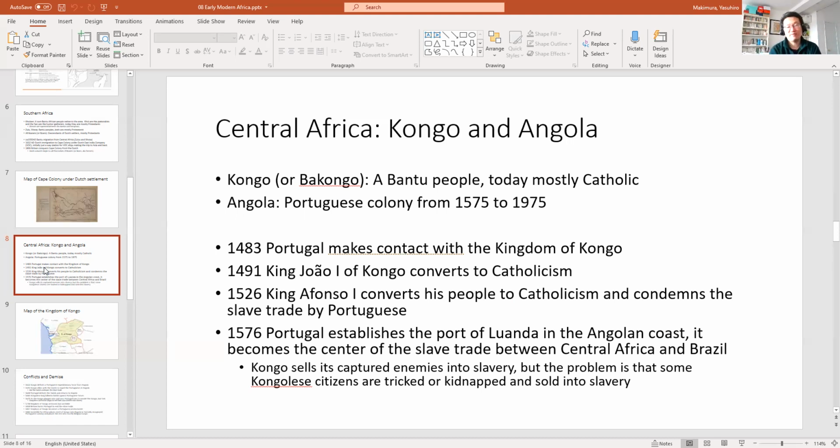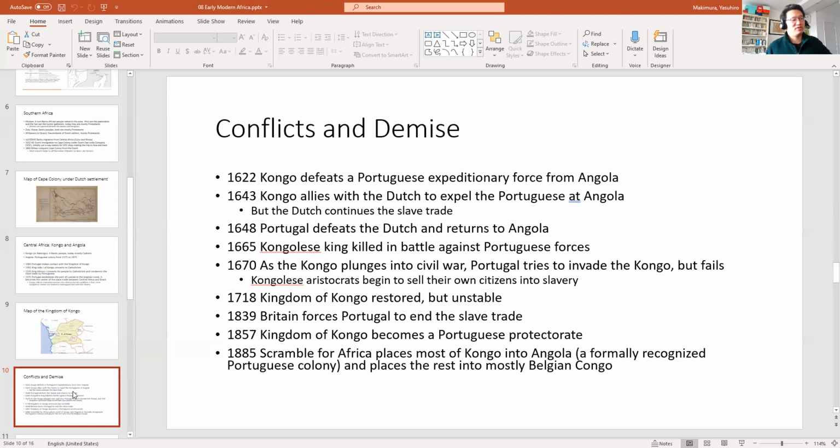And King Afonso actually writes a letter to the King of Portugal saying, "Why are you doing this? Please stop." And the reply from the King of Portugal is, "You guys have nothing to sell but slaves. Accept it. Otherwise, you're not going to get our guns," basically. I mean, it's a really rude letter. And it's not exactly surprising that relations between the Portuguese and the Congolese sour very quickly, and war is going to break out between the Portuguese and the Congolese.